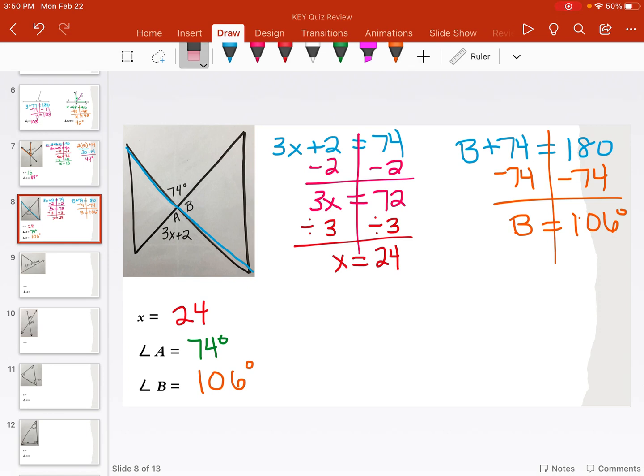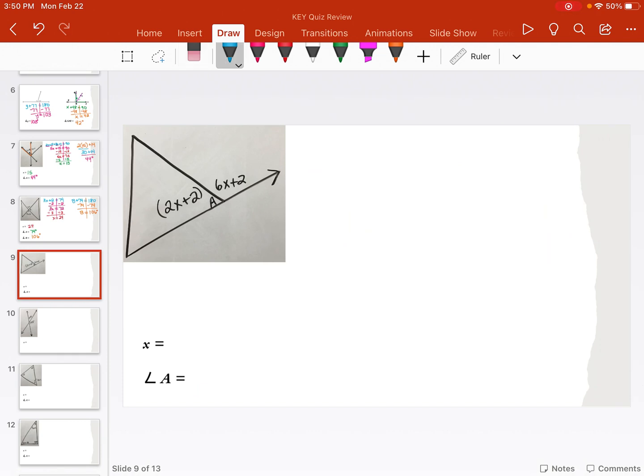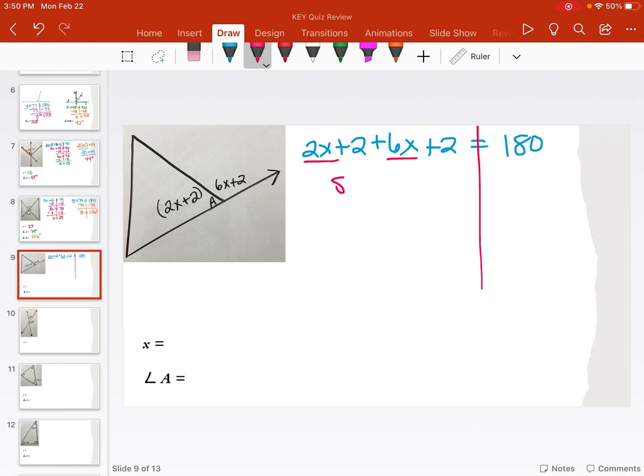Okay. All right, next one. So again, this has a triangle in its picture, but we don't actually need to use the triangle exactly. We're just looking here at this straight line. These are supplementary, so again, I'm going to set it up equal to 180. So I have 2x plus 2 plus 6x plus 2 equals 180. Combine my like terms. 2x plus 6x is 8x. 2 plus 2 is 4.